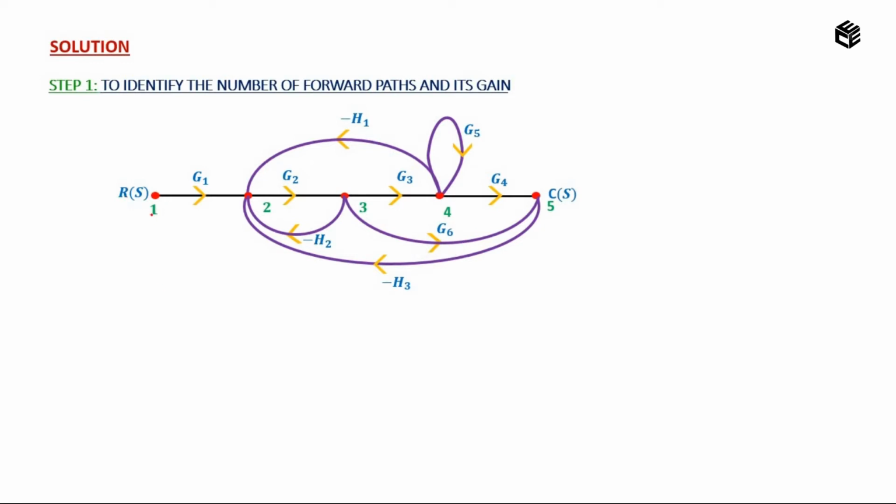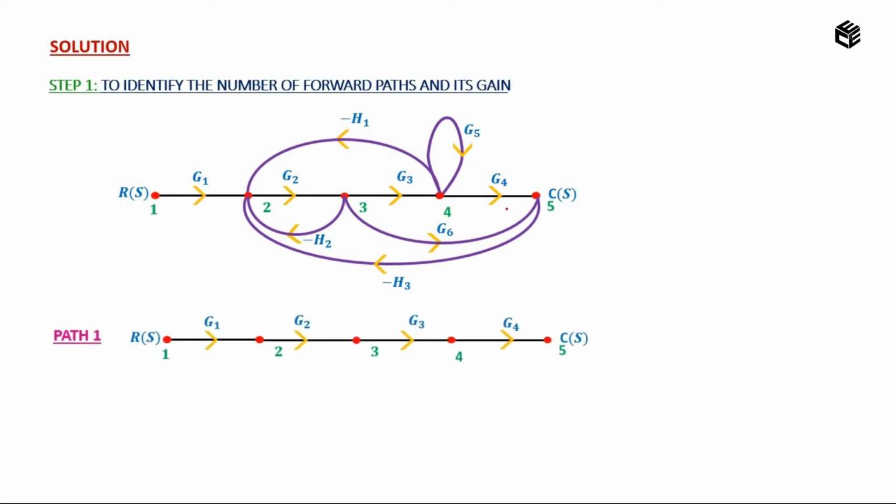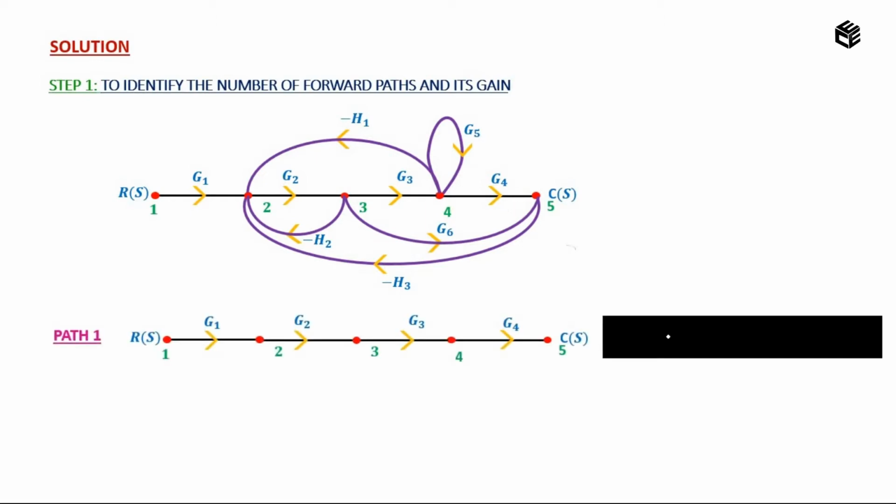Let's see. The first forward path is 1 to 2, 2 to 3, 3 to 4 and 4 to 5. Correct? So it is a straight path. I am taking it as path 1. Will you write the forward path gain? Since this is first path, the gain is represented as P1. Therefore P1 is equal to, we will be multiplying all the gains. Correct? That is G1, G2, G3 and G4. Okay? Now we can identify is there any path available.